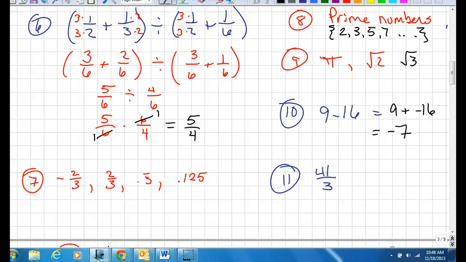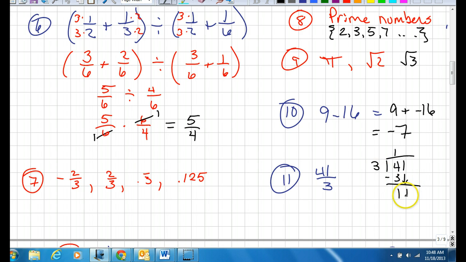Okay. 11, it says, take this improper fraction and put it into a mixed fraction. So you need to do some long division here. You're going to take 41 divided by 3. So how many times does 3 go into 4? 1, right? 1 times 3. And we're going to subtract that. So 4 minus 3 is 1. I'm going to bring down the 1.